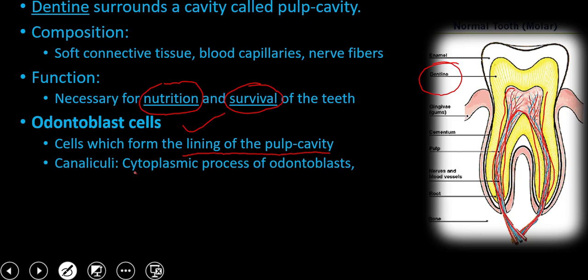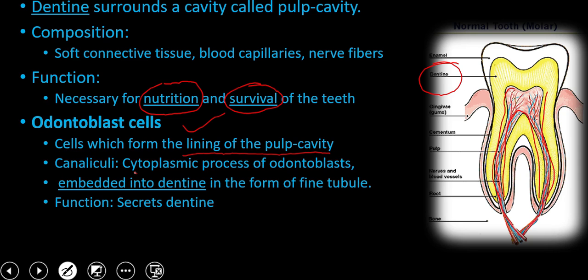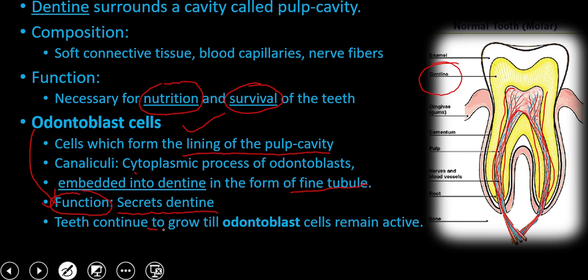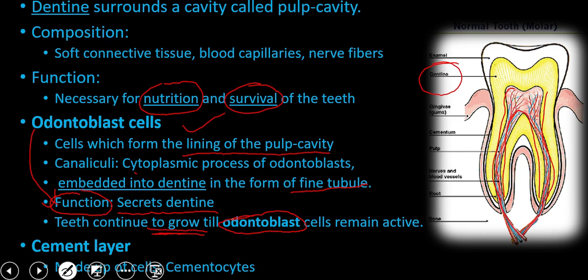Canaliculi are the cytoplasmic processes of odontoblasts, embedded into the dentin in the form of fine tubules. What is the function of the odontoblast cell? It leads to the secretion and formation of dentin, and teeth continue to grow as long as these odontoblast cells remain active. The cement layer is made up of cementocyte cells. So ameloblasts form the enamel, odontoblasts form dentin, and cementocytes form the cement layer.